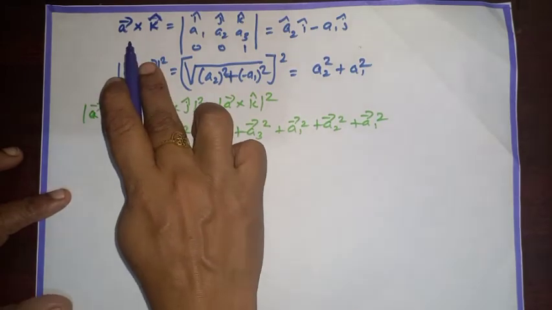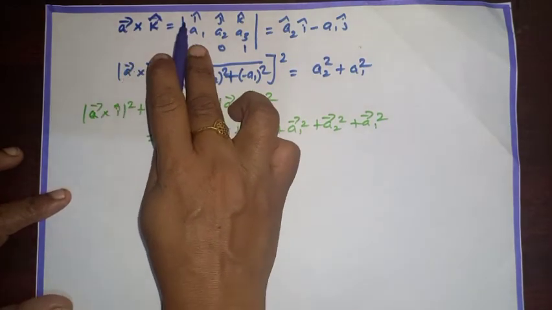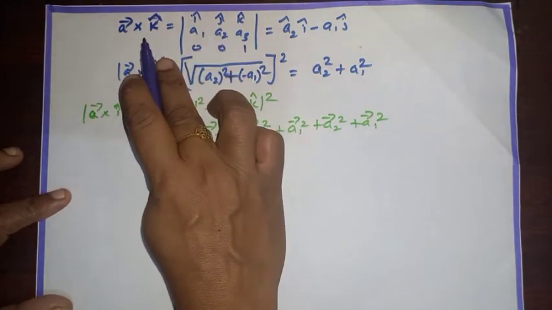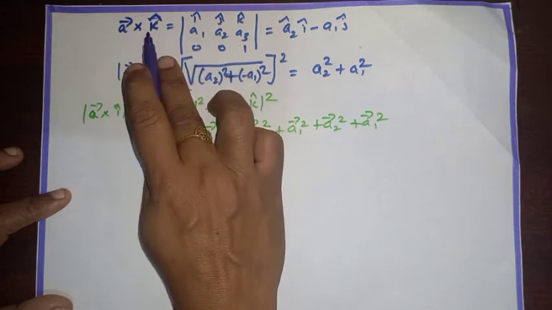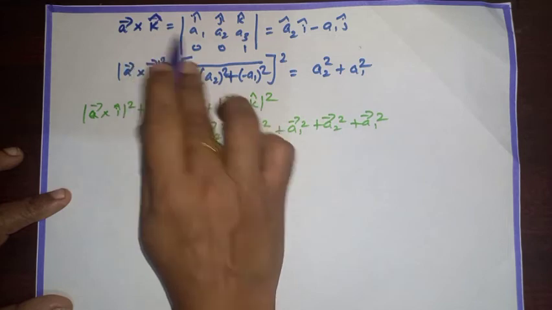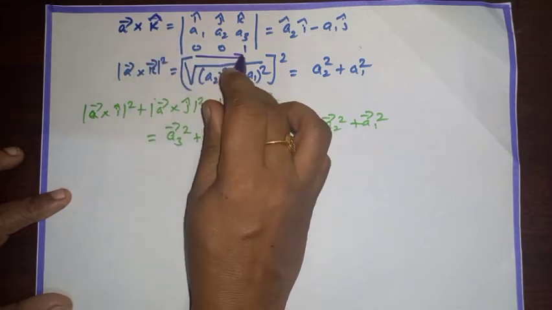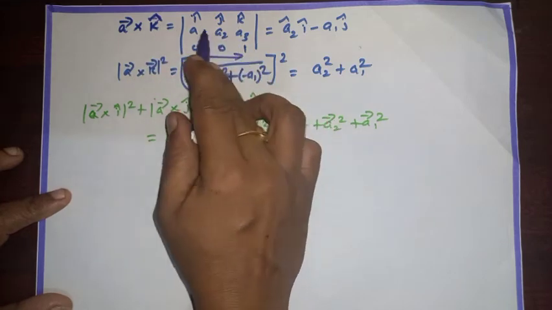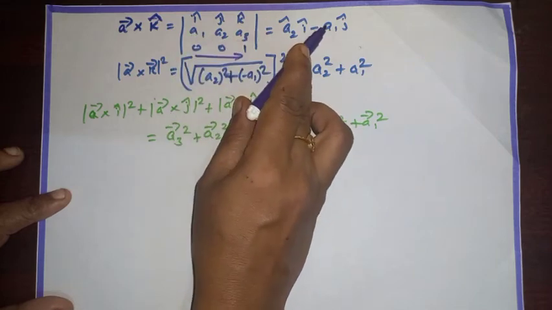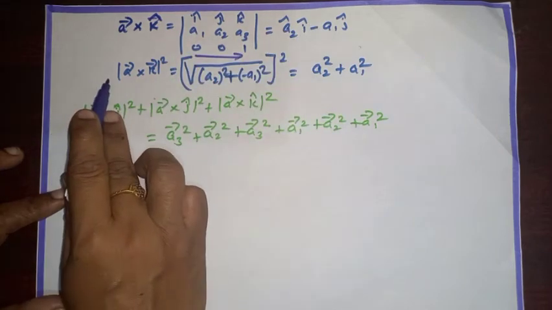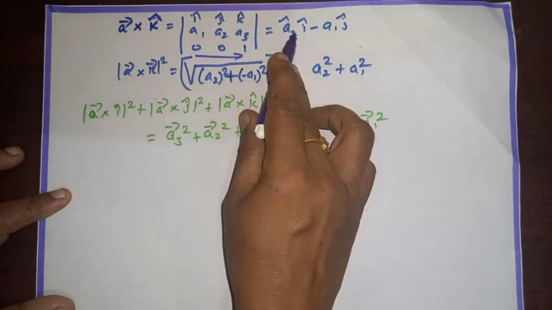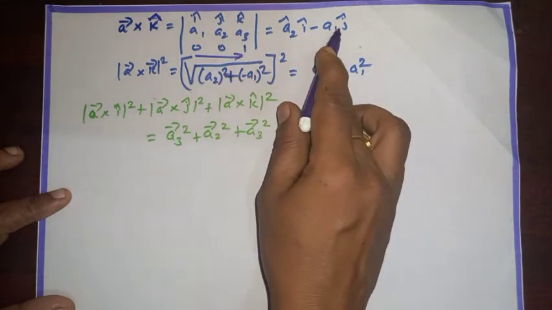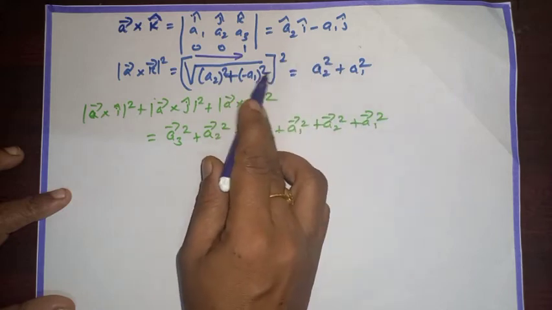Next we are going to find vector A cross K. First row is I, J, K. Second row is A1, A2, A3. The coefficient of I and J is 0. Coefficient of K is 1. So expanding along R3, we get A2 I minus A1 J. So next we are going to find magnitude of vector A cross vector K the whole square, which is equal to coefficient of I is A2, the whole square. Coefficient of J is minus A1, the whole square.